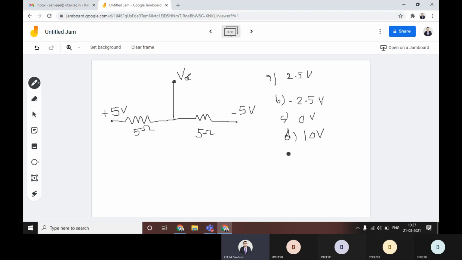You guessed it? No, sir. Then how are you telling 0? 5 minus Vx minus 5 equal to 0 at a node. Why are you doing it that way? There is no other element in Vx, no, sir.